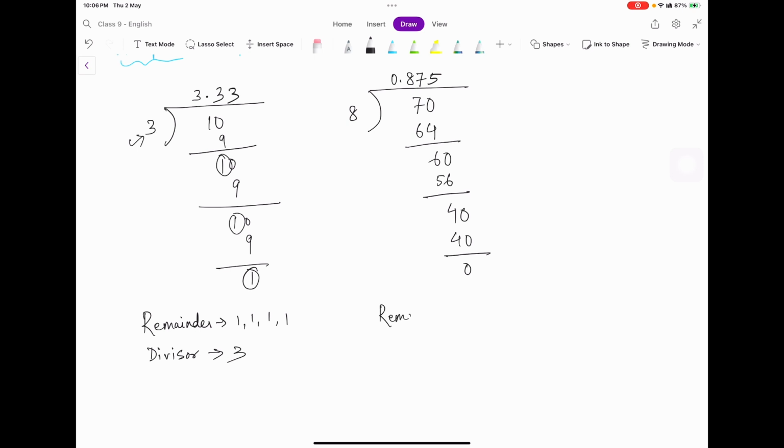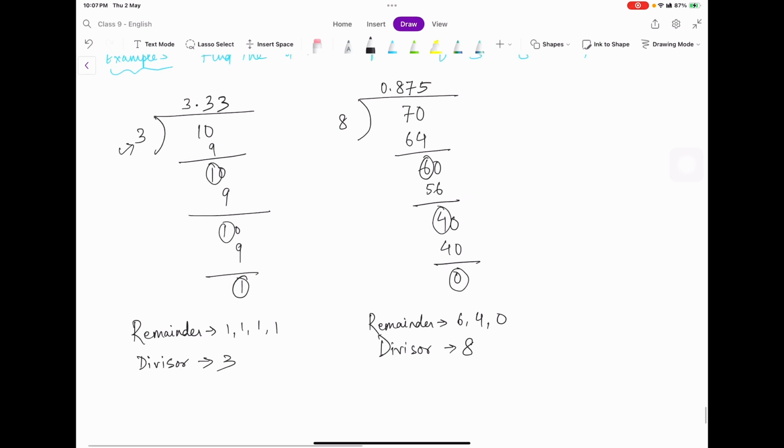So the string of remainders that you are getting is 6, 4 and 0. The string of remainders is 6, 4, 0. And what is the divisor? That is 8.